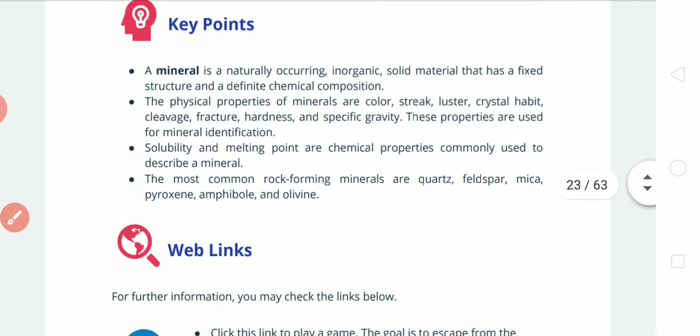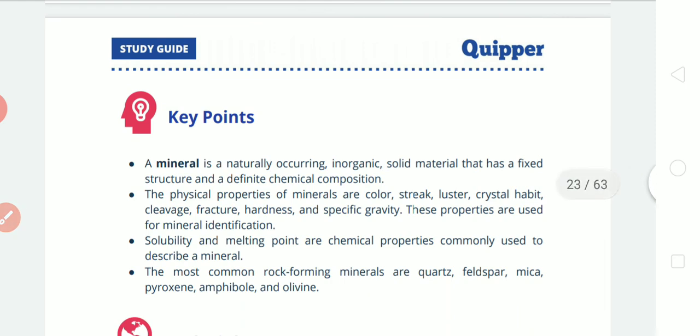So that ends the discussion for lesson 6.1, which is all about rock forming minerals. Now the next discussion will be all about igneous rock.